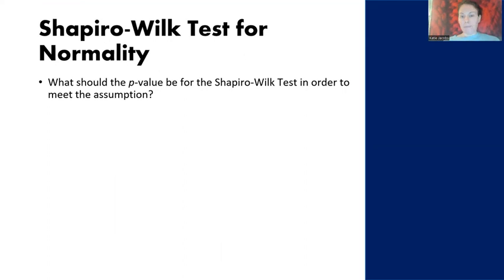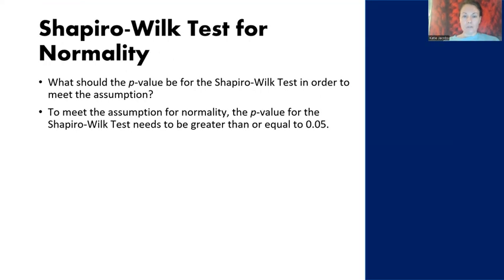So what should the p-value be for the Shapiro-Wilk test in order to meet the assumption? It should be greater than or equal to 0.05. That is the biggest thing that I hope you take from this. You don't necessarily have to understand what we mean by saying, is our distribution significantly different than the normal distribution? What you need to be able to do is look at the Shapiro-Wilk test p-value and know whether or not we met the assumption.